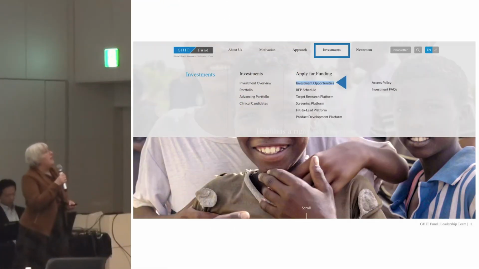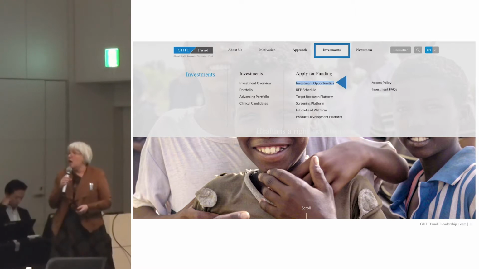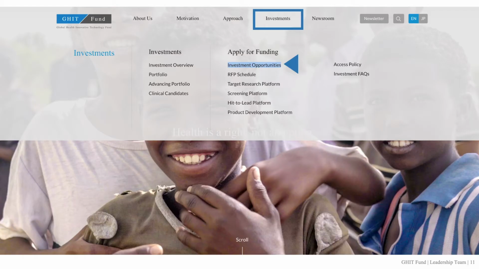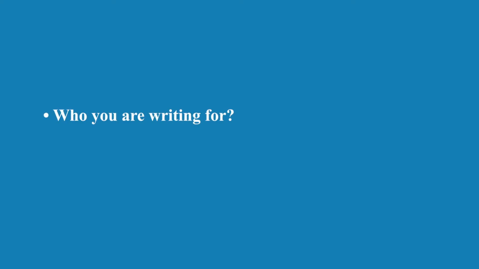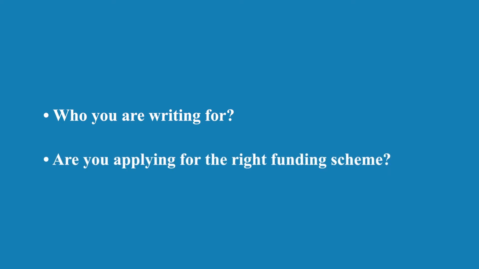So we start with the investment opportunities, and hopefully this page is familiar to all of you because you'll have been there many times before. So when writing a proposal, one of the key things you need to do is think about who you're writing for. And one of the first steps as well is, are you applying for the right funding scheme?